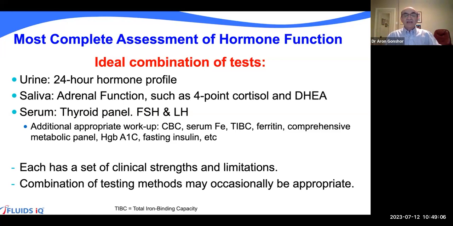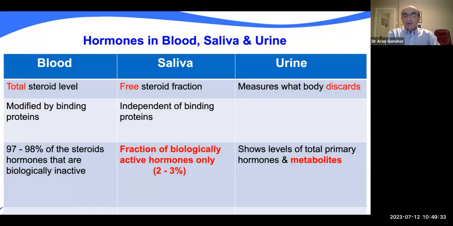Thyroid panels, FSH, LH, whatever your doctor is asking you to do when he sends you for various blood tests: CBC, serum iron, total iron binding capacity, etc. A1C, the list is endless. Each has its set of clinical strengths and limitations. And it's really a combination of methods that makes it appropriate. There's not one size fits all. Remember, blood tests for total steroid, 97 or 98% of the steroids, but it's mostly bound up. Saliva, the free steroid, the 2 or 3%.